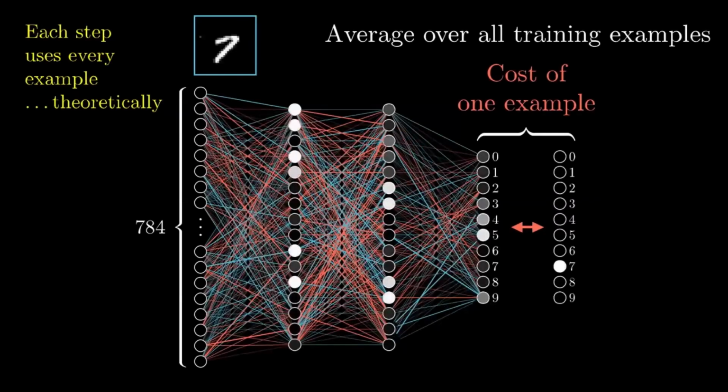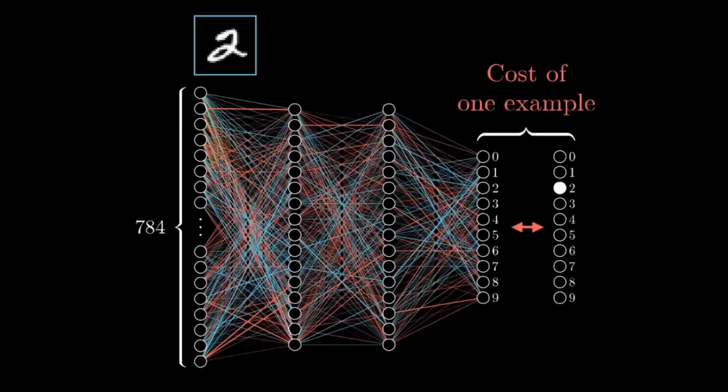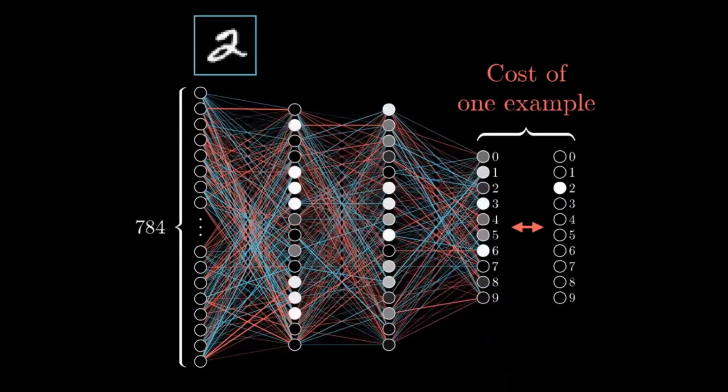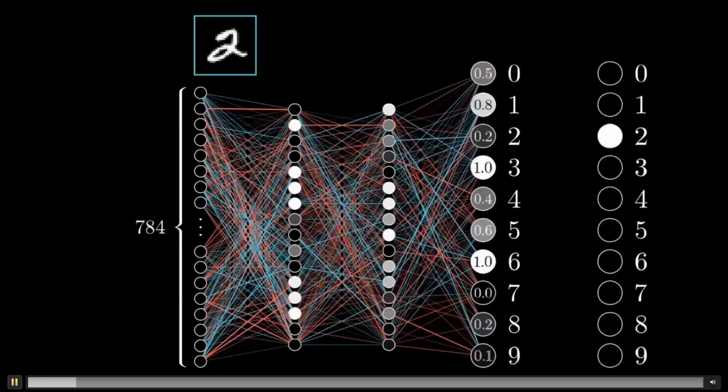In either case, right now, all we're going to do is focus our attention on one single example, this image of a 2. What effect should this one training example have on how the weights and biases get adjusted? Let's say we're at a point where the network is not well trained yet, so the activations in the output are going to look pretty random, maybe something like 0.5, 0.8, 0.2, on and on.